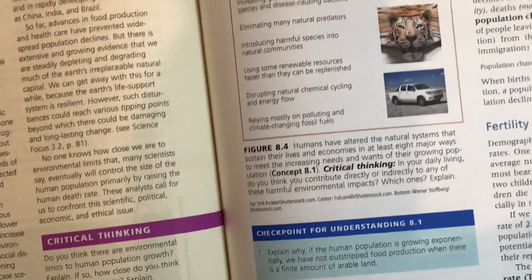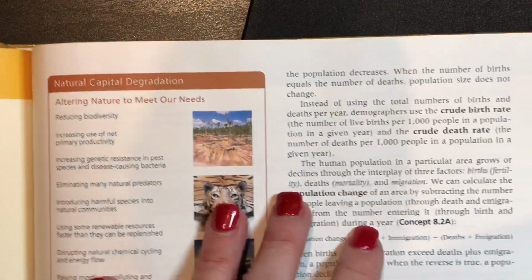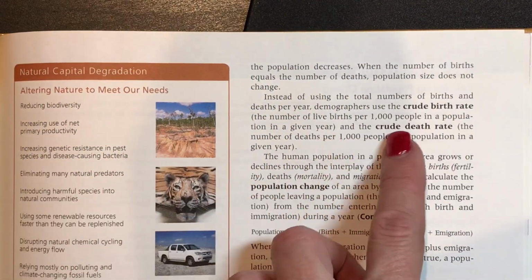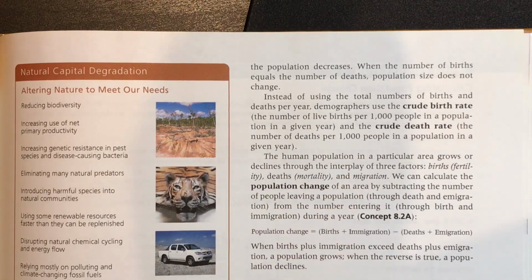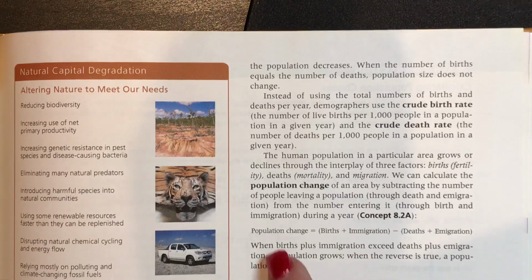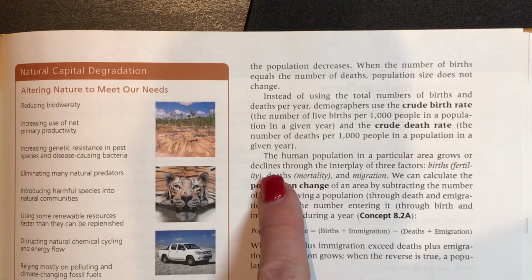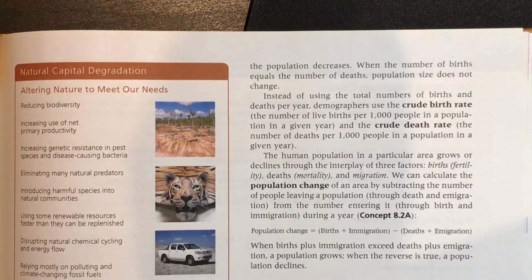So, crude birth rate and crude death rate. Crude birth rate is the number of live births per 1,000 people in a population, and crude death rate is the same thing except deaths. Please realize that the word mortality means deaths, and fertility or fecundity refers to births.